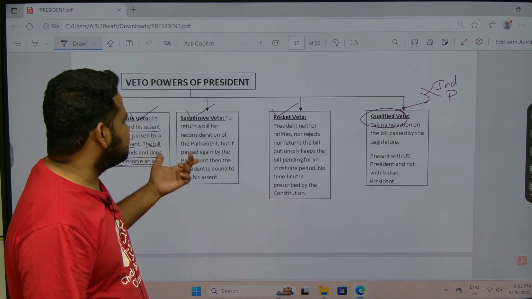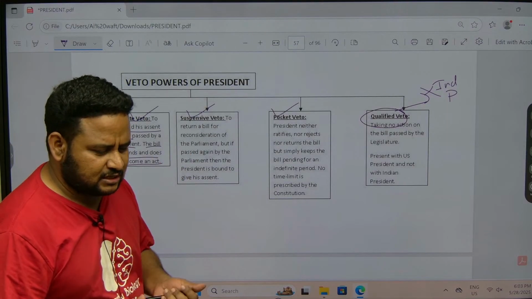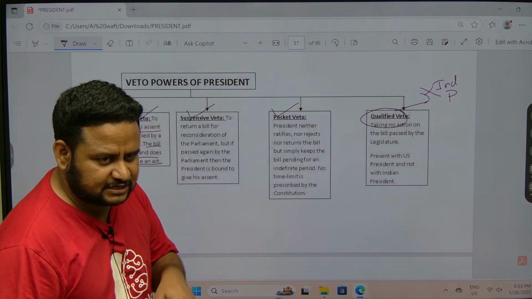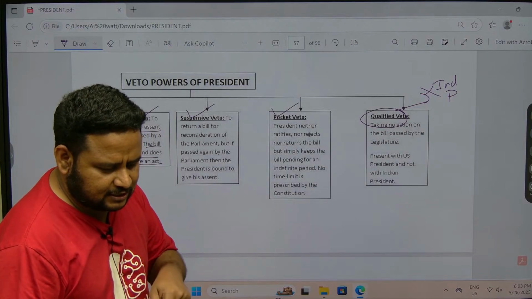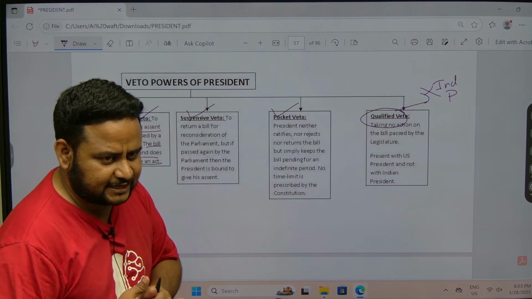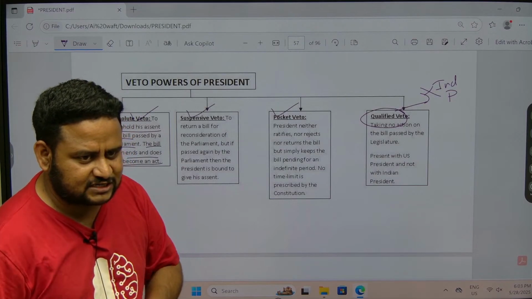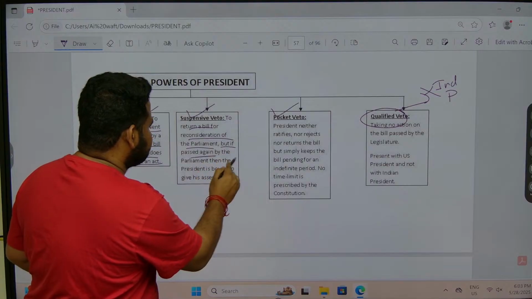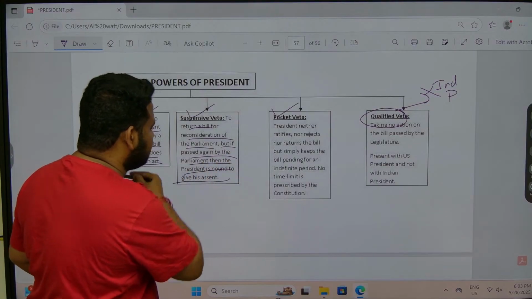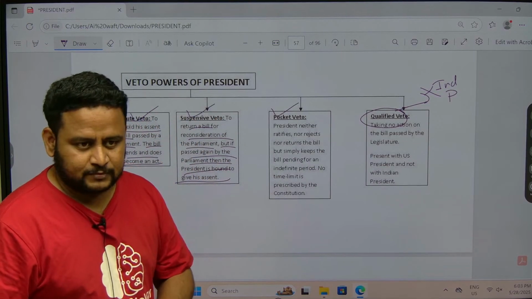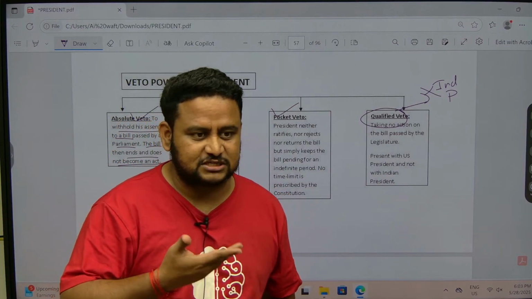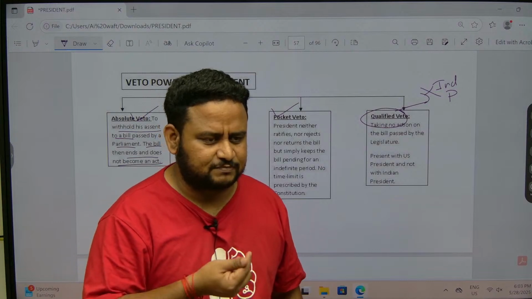Next is called suspensive veto. Suspensive means, okay, this is the bill, but I have some suspense, I see some suspicion here, it is not correct, there is no clarity, so please check it again and send it. That means returning a bill for reconsideration of the parliament, but if passed again by the parliament, the president is bound to give his assent. That is what I told you. Suspensive means the president is suspicious about something in the bill.